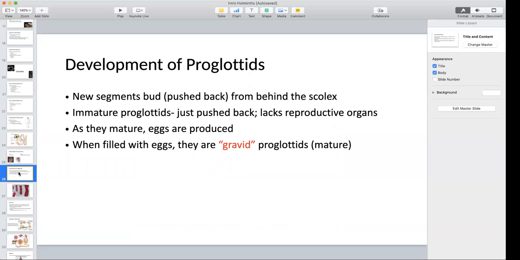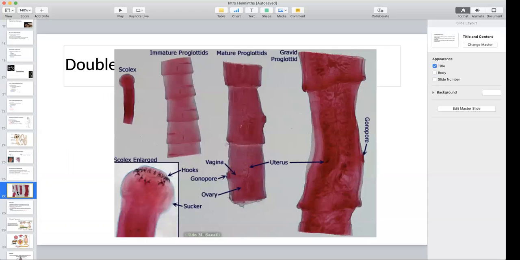So how does this tapeworm develop? New segments are basically going to be made, and it's going to push back from that head region. You're just going to continue to see these segments being produced. Immature proglottids are continuing to push back during development. They don't have the reproductive organs that are necessary. As they mature, eggs are going to be produced, and when these proglottids become filled with eggs, they're going to be called gravid. That means that they are now mature. So gravid proglottids are going to contain those eggs that are necessary for reproduction.